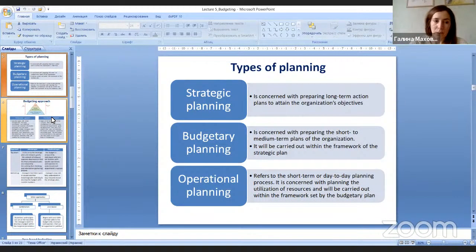Budgeting is a part of planning, and usually there are 3 types of planning: strategic, budgetary, and operational planning. And obviously strategic planning has the main aim to achieve strategic goals, to realize the strategy of the company and its organizational objectives. It's like a high level of planning. Then budgetary planning is like a part of strategic planning, and it's aimed at short and medium term plans, how to achieve these short and medium term goals. And operational planning is about day-to-day business, day-to-day planning, and it's concerned with utilization of resources and how it should be reflected in the budgetary plan.